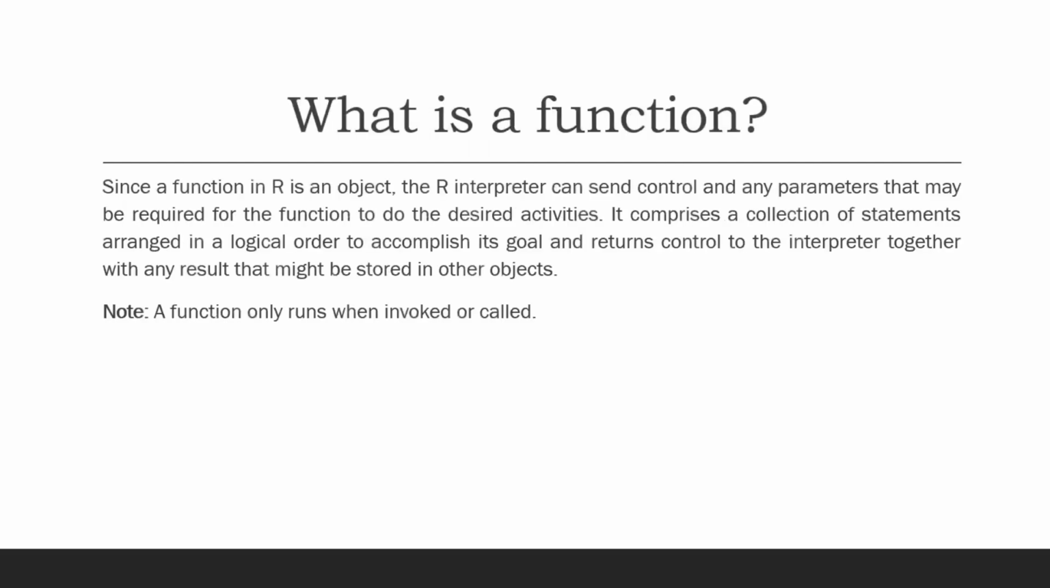So what is actually a function? Since a function in R is an object, the R interpreter can send control and any parameters that may be required for the function to do the desired activities. It comprises a collection of statements arranged in a logical order to accomplish its goal and returns control to the interpreter together with any result that might be stored in other objects. Note: a function only runs when invoked or called.